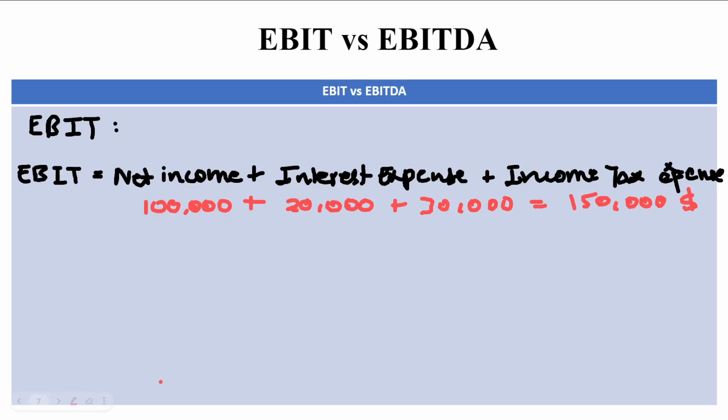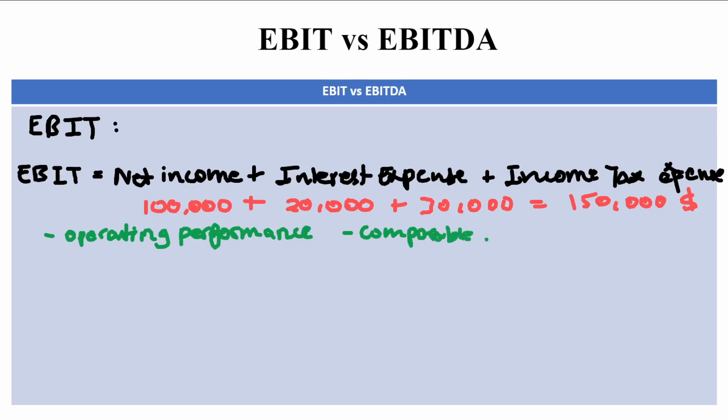Now, you might be wondering, why is EBIT even important? Why do companies even calculate it? So I'm going to write down some of the key points on why companies do it. The first one is operating performance. EBIT focuses on a company's core operations, excluding factors like capital structure and tax rates that can vary across industries and companies.